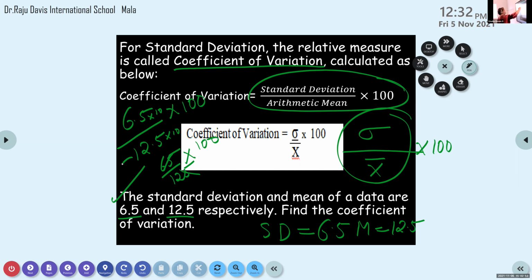It is 52. Okay, so 52 is the answer when you divide. So you can write the answer as 52. Coefficient of variation is 52. Okay, not 50. Okay, correct.